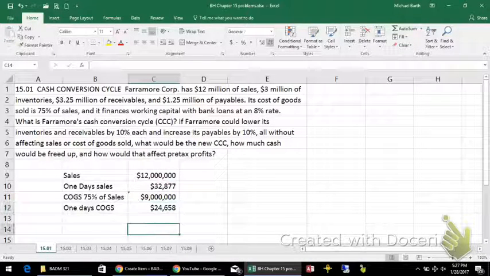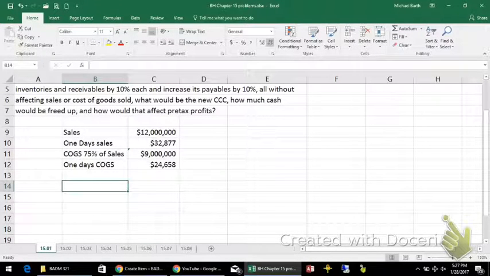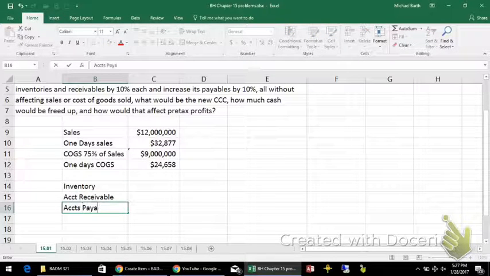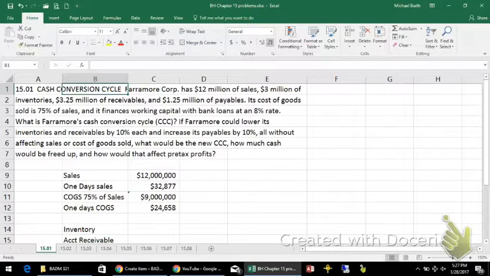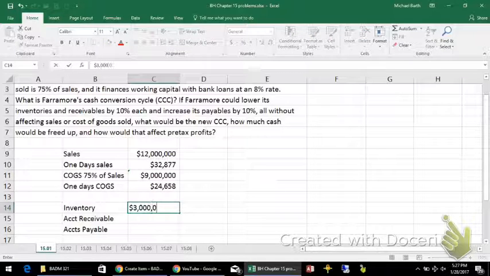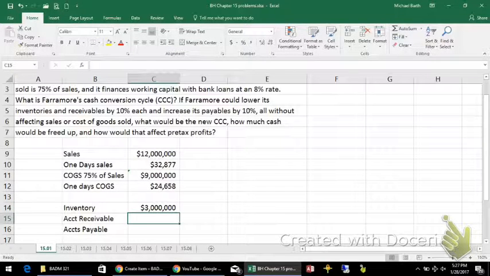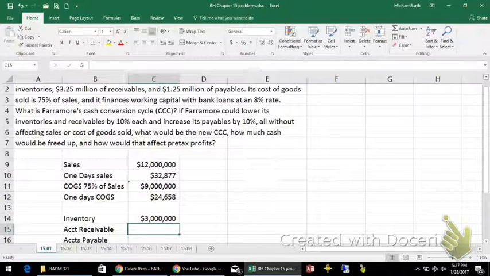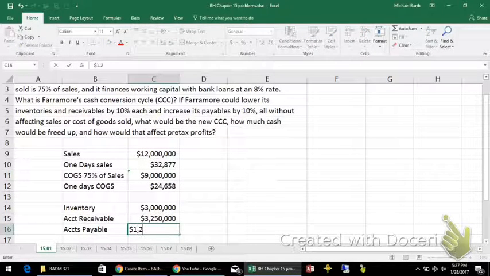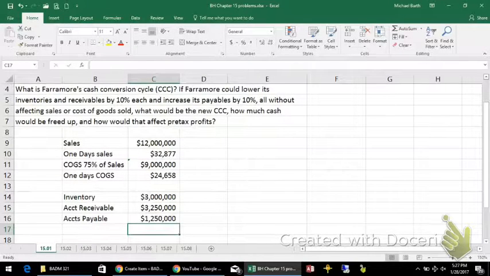All right, so going from here, I have my inventory, my accounts receivable, and my accounts payable, and those are given in the problem: $3 million of inventory, 3.25 million of receivables, and 1.25 million of payables.